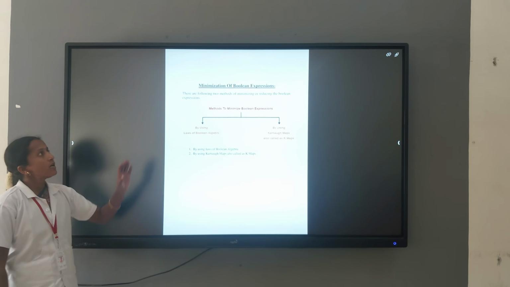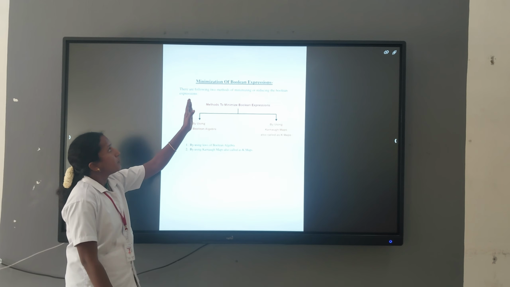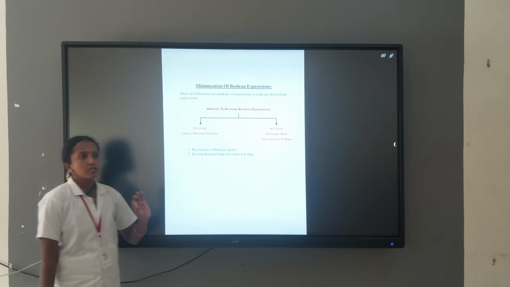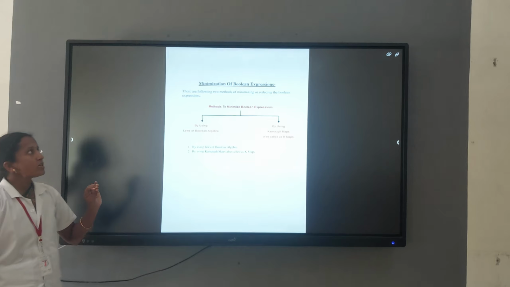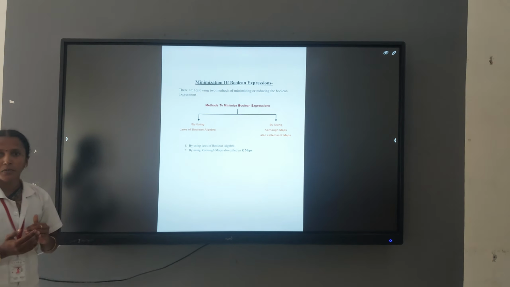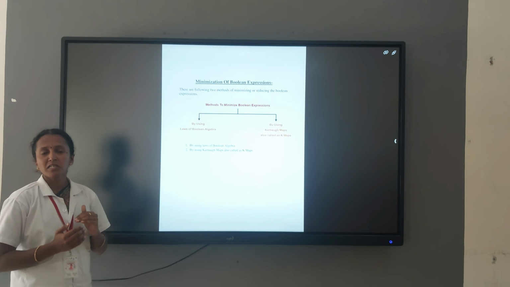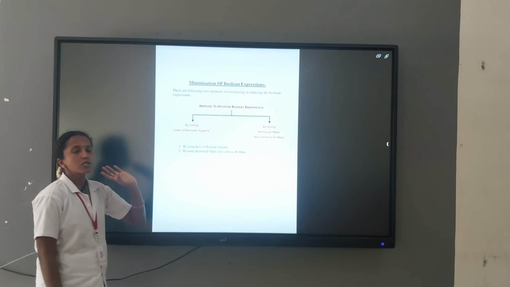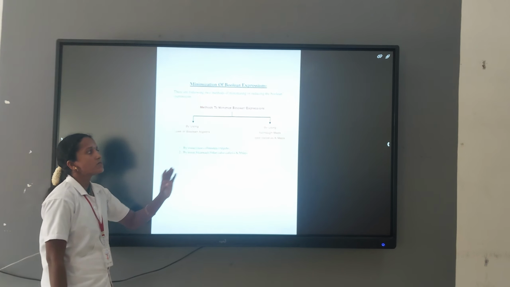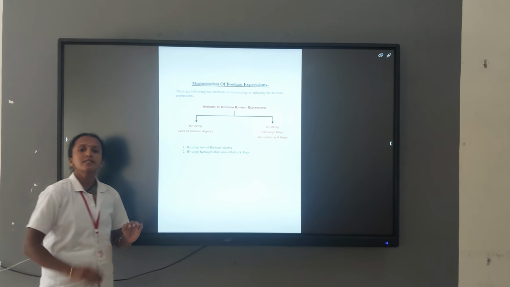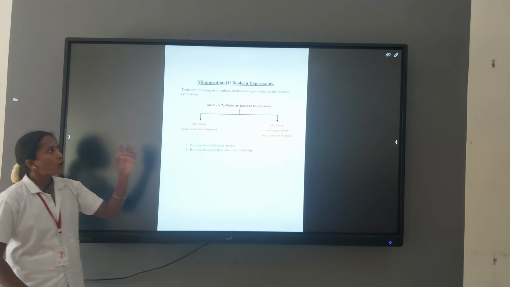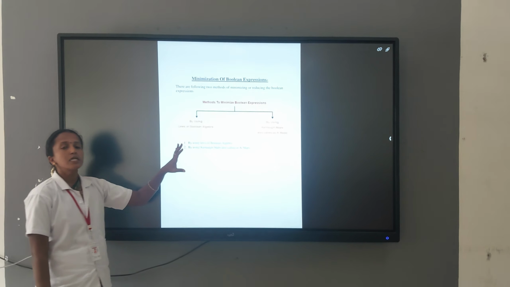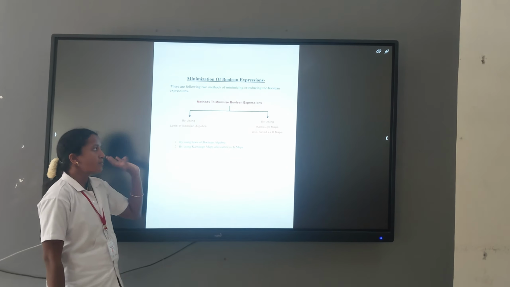Before that, for the minimization of Boolean expressions. Why we are going to this topic means we want to reduce the Boolean expression. For this Boolean expression minimization, we have two methods. The first one is by using laws of Boolean algebra, and the second one is by using the Karnaugh map, that is simply called the K-map. For these two topics, we are going to see only the K-map simplification.